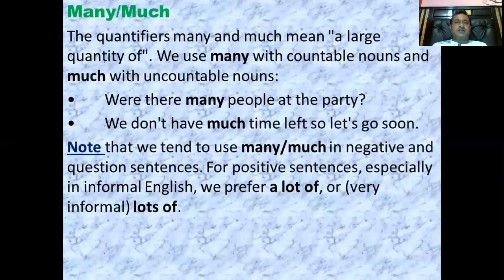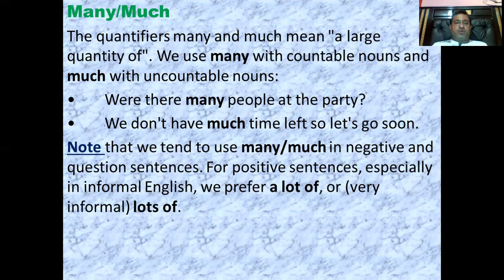So first of all, let us discuss many and much. The quantifiers many and much mean a large quantity of. I already told you that we can use many with countable nouns and much with uncountable nouns. Were there many people at the party? The people who were present are countable. We don't have much time left, so let's go on. Here time is uncountable, so we are using the quantifier much. So many is used with countable nouns and much is used with uncountable nouns.